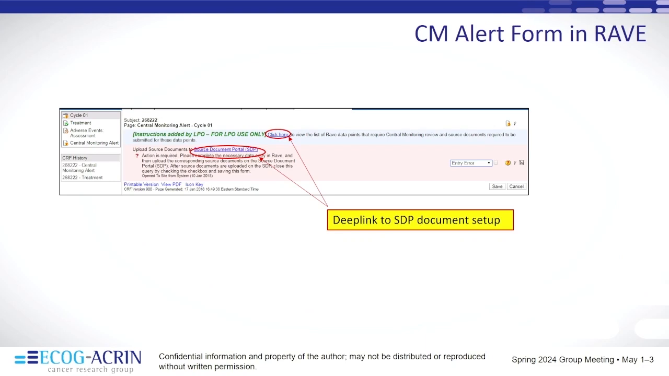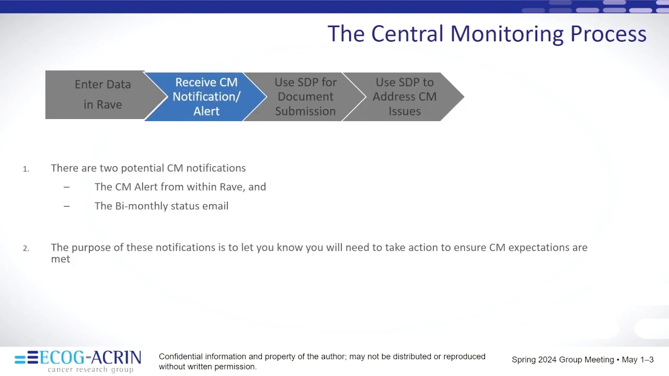Here is a CM alert form in RAVE. It's typically under enrollments, and it will tell you why that is a central monitoring case. There could be multiple reasons for central monitoring, such as an early case, or a case that has a primary endpoint question, and that form will show you why the case is being selected. Sorry, this is difficult to see.